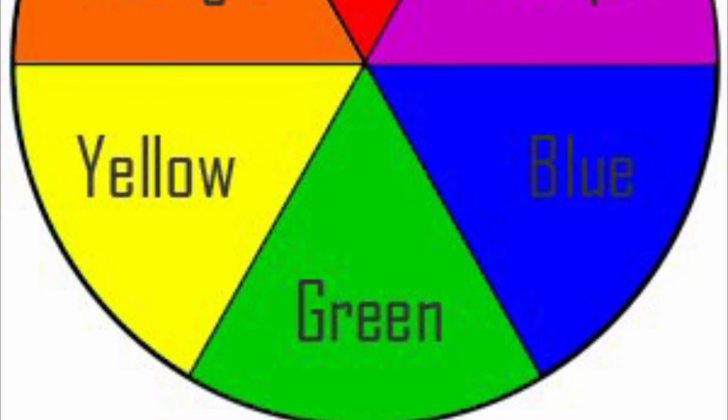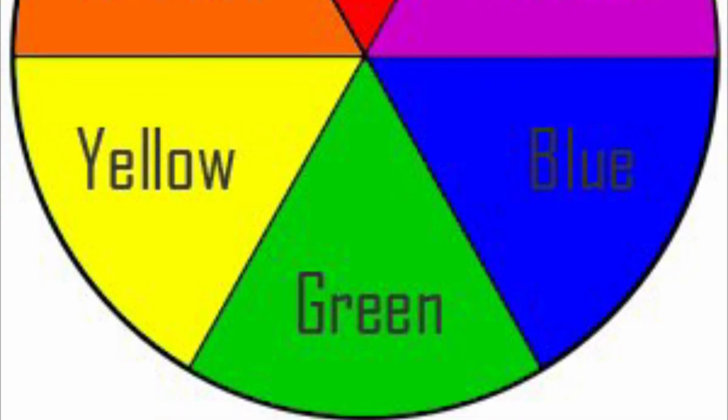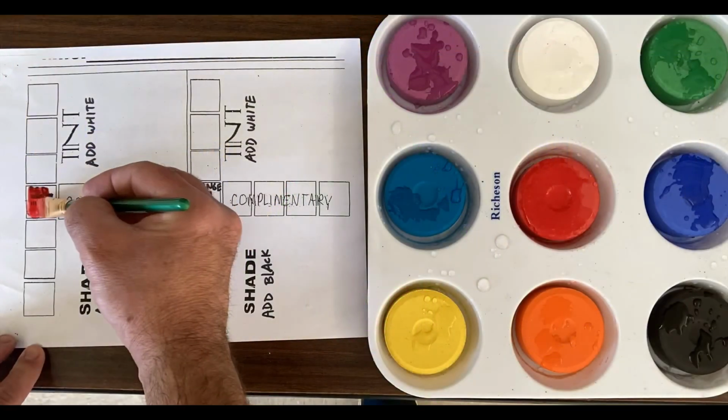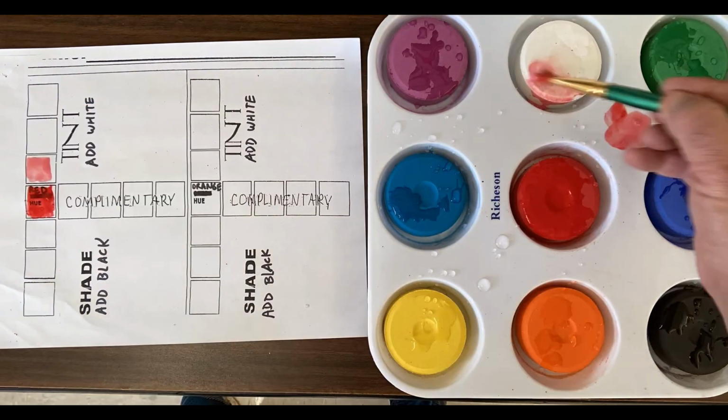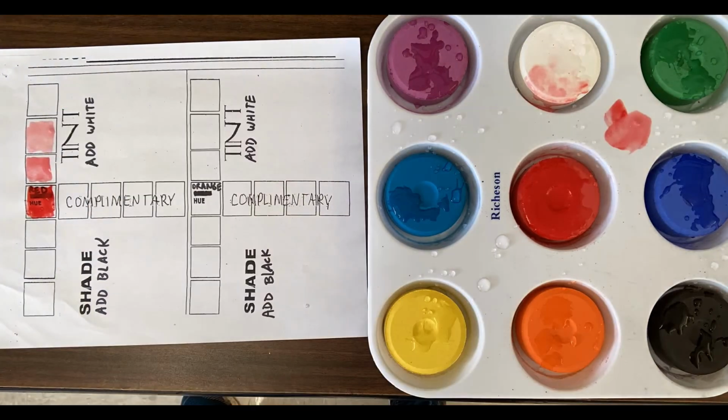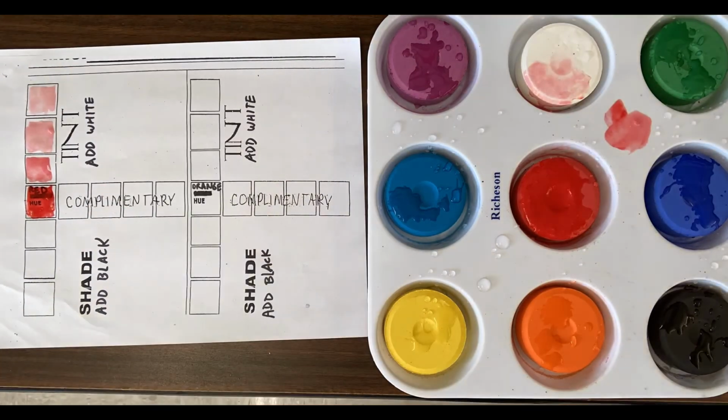Now we'll get started on our color chart. I'm going to start with red. I'm going to make tints of red by adding white. And then I'll do shades of red by adding black. Those are monochromatic shades of red.